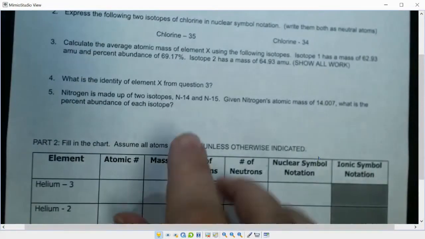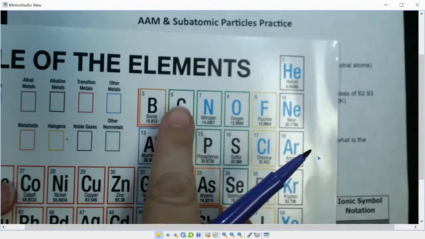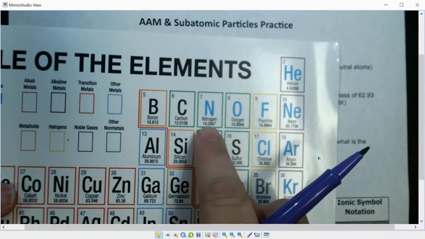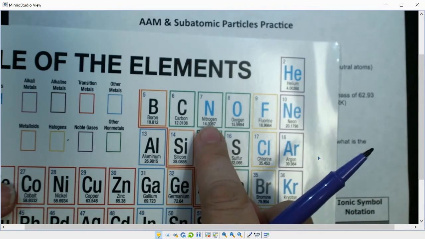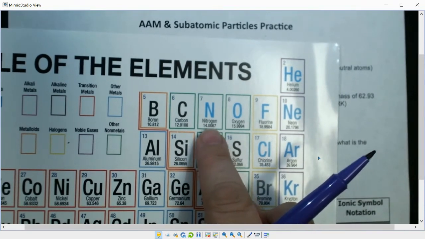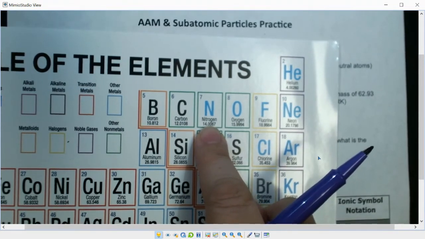So on this very first question, it says, what is the average atomic mass of nitrogen? Easy enough. We just check the periodic table. We find that the average atomic mass of nitrogen is 14.0067. Different periodic tables round this number off slightly differently. This particular one goes out 4 decimal places.